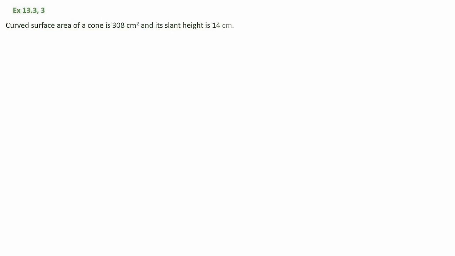The question is, curved surface area of a cone is 308 centimeter square and its slant height is 14 centimeter. CSA is given to us, 308, and slant height, means L, is given to us, 14 centimeter. The first question is, find the radius of the base, and assume that pi is equal to 22 by 7. Here radius of the base we have to calculate. That is the first question.